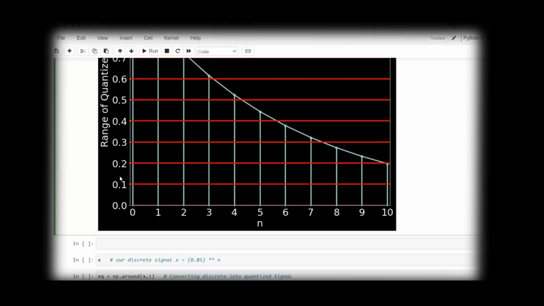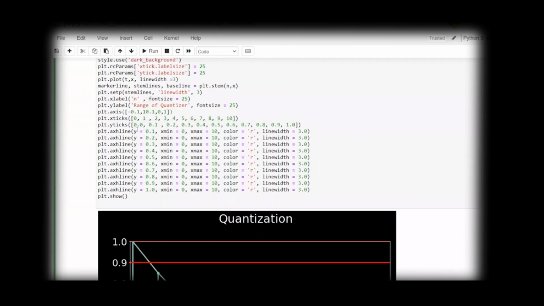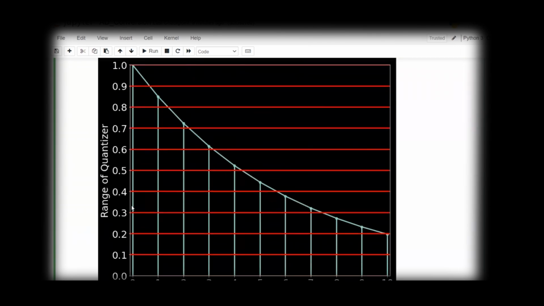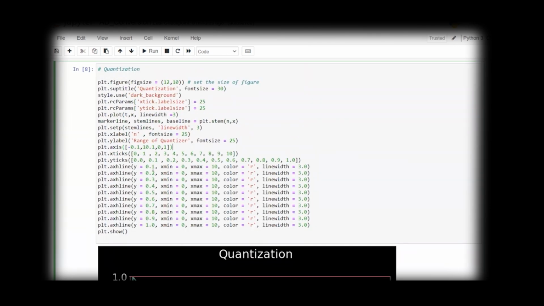These are the new lines of code that produce the 10 quantization levels. Everything else in the code is the same as before. The red horizontal lines are drawn at specific positions on the y-axis. For example, the first horizontal line is at y equals 0.1. It starts from x equals 0 and ends at x equals 10.